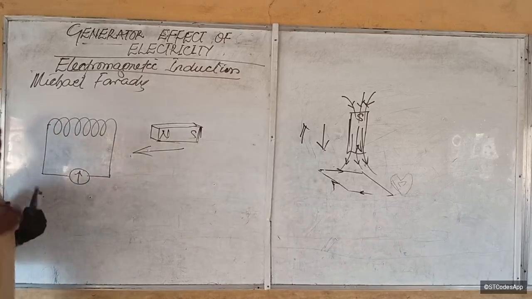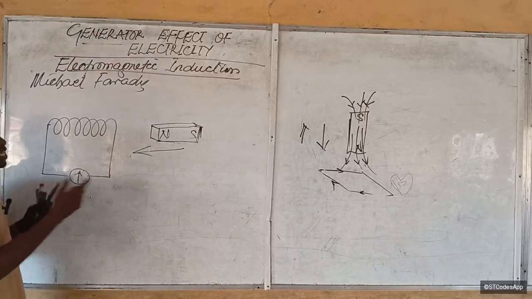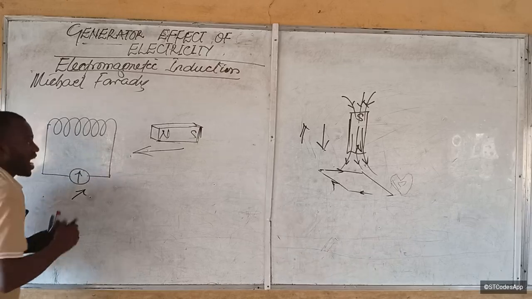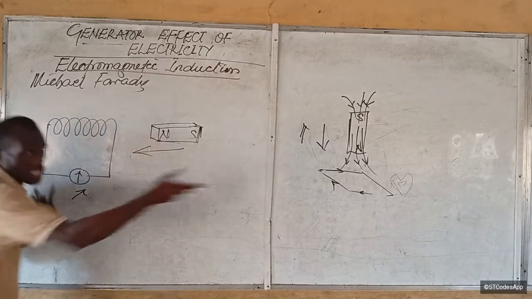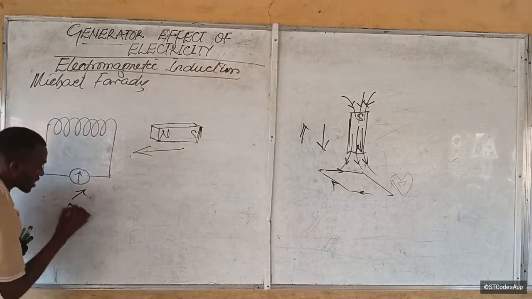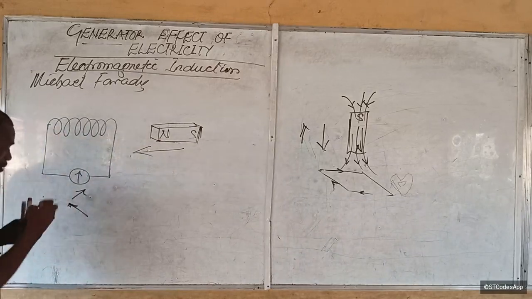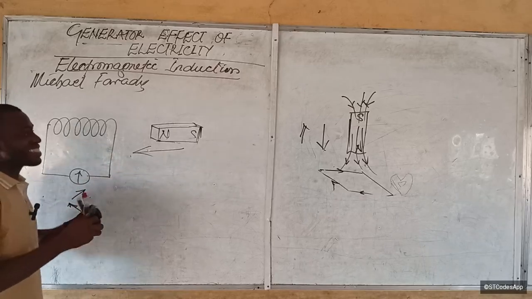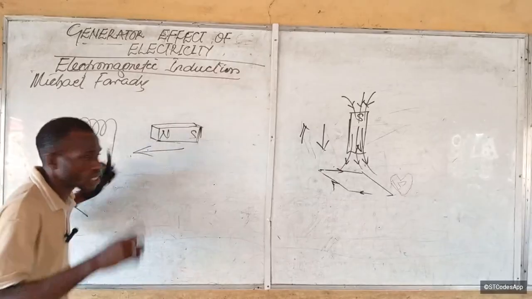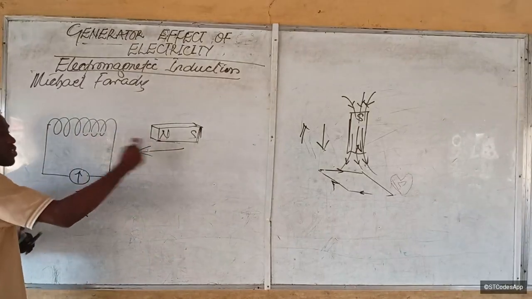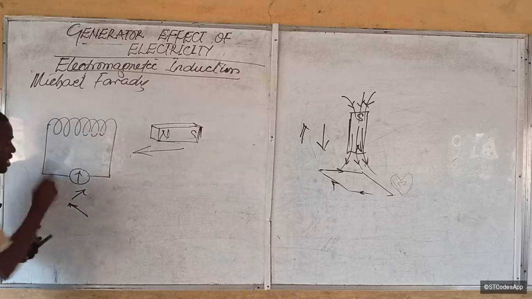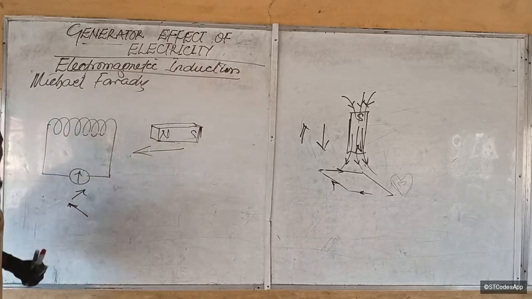The galvanometer always deflects in the direction of flow of current. So if he brings the magnet this way, the galvanometer will deflect in this direction. And if he takes the magnet back, the galvanometer will deflect in the other direction. I hope that is clear. So a change in magnetic flux, which this solenoid is cutting through, resulted in an induced current that caused the deflection of the galvanometer.